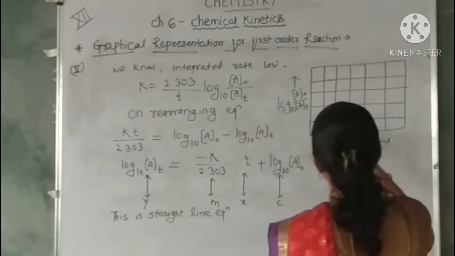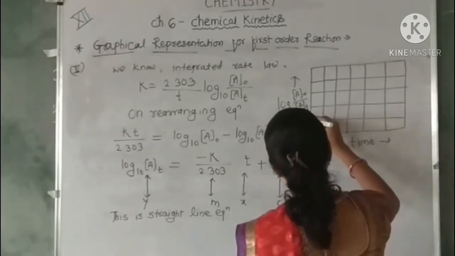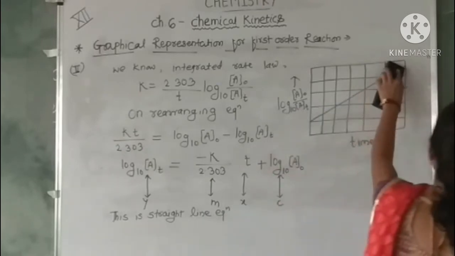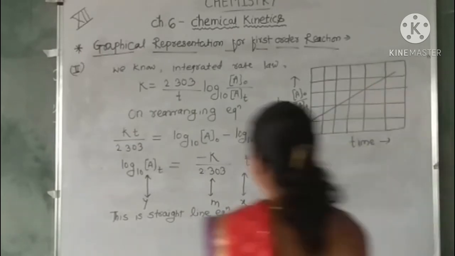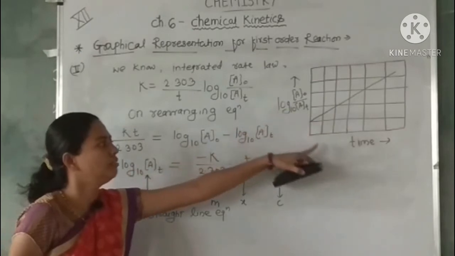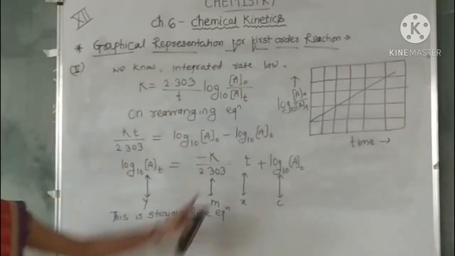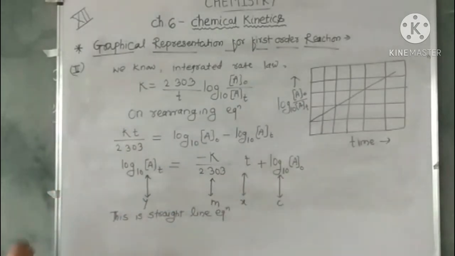It is a straight line, but it does not pass through the origin. It looks as if we plot log of A0 upon At versus time. It is a straight line, but it does not pass through the origin because C does not have the value of 0.